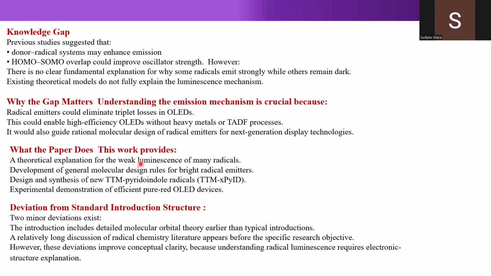Now the knowledge gap: previous studies suggest that the radical system may enhance emission, and HOMO-LUMO overlap could improve the oscillator strength. However, there is no clear fundamental explanation for why the SOMO radical emits strongly while others remain dark. Existing theoretical models do not fully explain the luminescence mechanism. Why the gap matters: understanding the emission mechanism is crucial, because radical emitters could eliminate the triplet loss in OLEDs, and this could enable high efficiency without heavy metal or TADF processes.